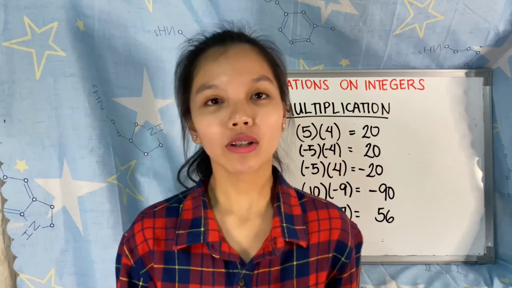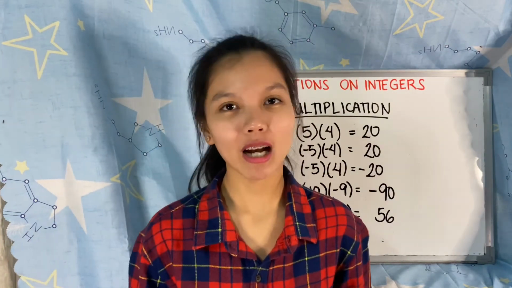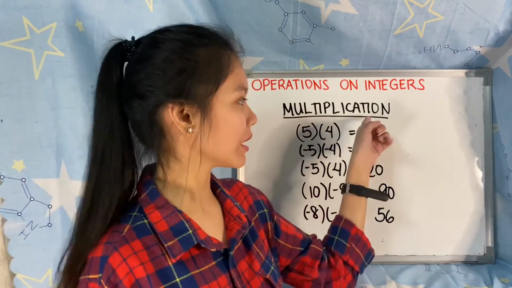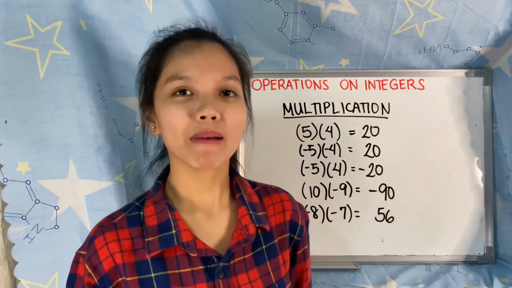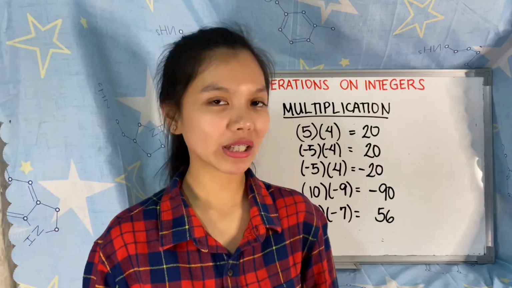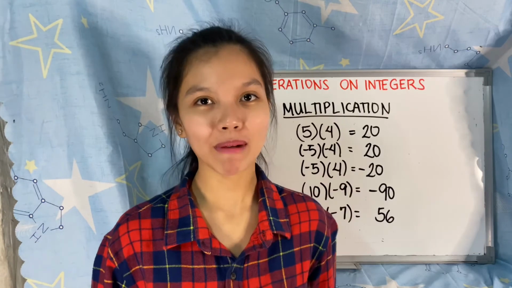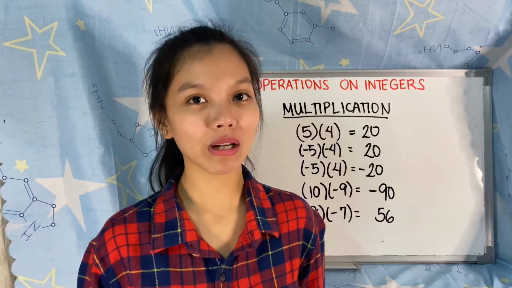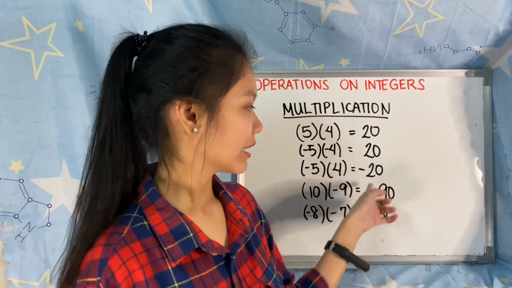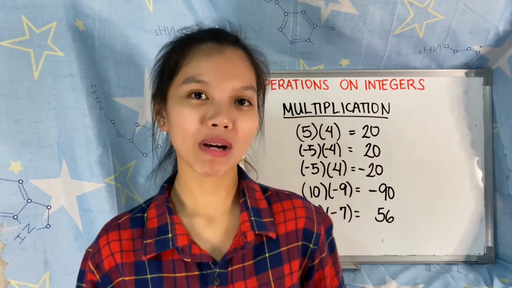Very good. So, yun lang po ang tatandaan natin. Kapag nagmumultiply tayo ng dalawang integers or dalawang numbers na may magkaparehong sign, the answer will always be positive. Pero, kapag nagmumultiply tayo ng negative, positive, or positive, negative, basta magkaiba ang sign, the answer will always be negative. Okay, yun lang po ang tatandaan.